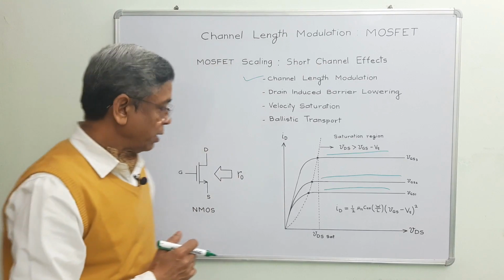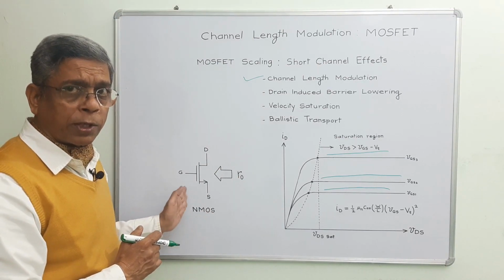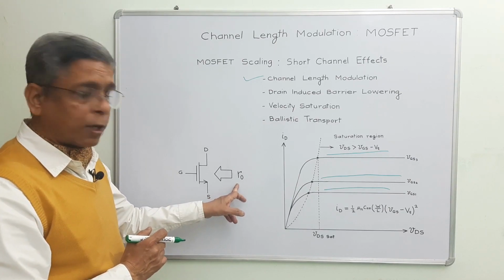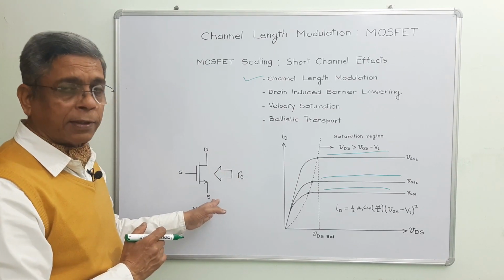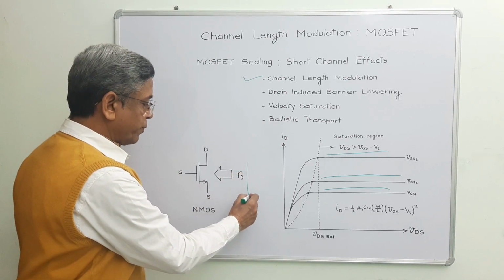The second point is the output resistance of this device. This is an NMOS, and R0 is the output resistance between D and S. This output resistance will decrease.